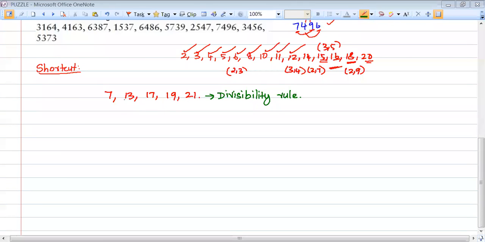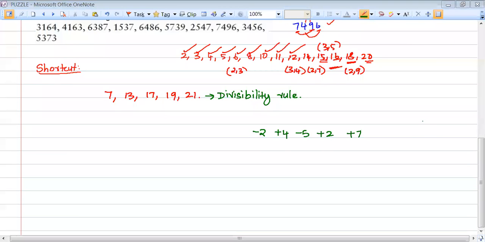How can we check whether a particular number is divisible by 7 or not? So let me tell you, remember this pattern alone. What is that pattern? -2 plus 4 minus 5 plus 2 plus 7.